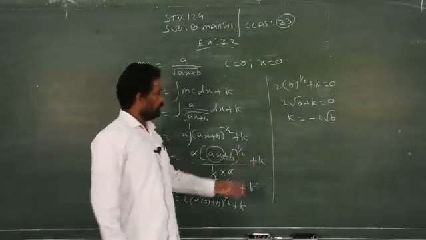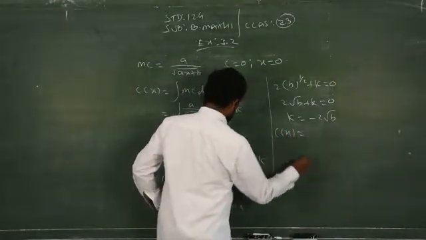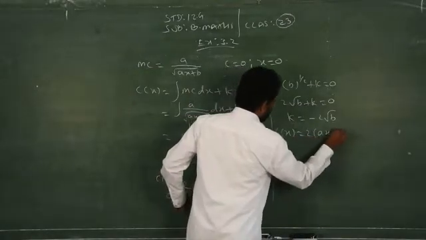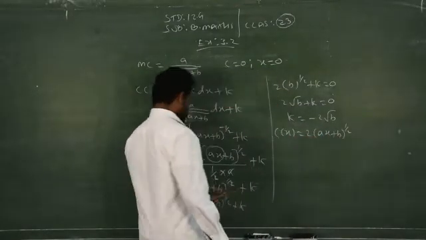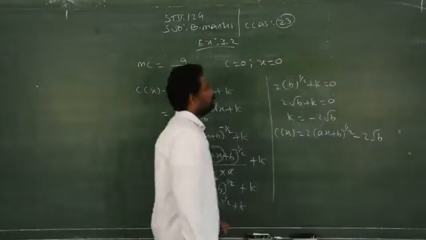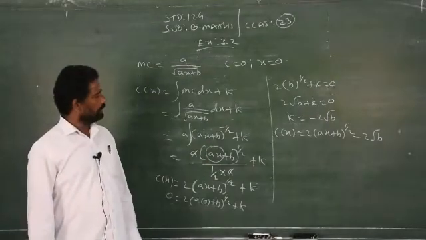Clear? So, now you have to replace in the cost function c of x is equal to (2ax plus b) power 1 by 2. This k is replaced by minus square root of 2 into square root of b. That is the answer. Clear?